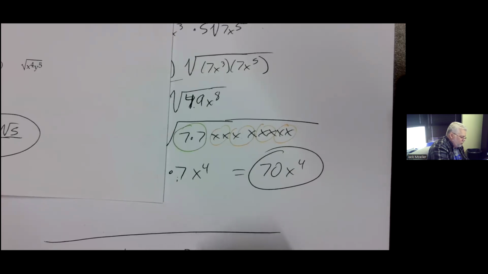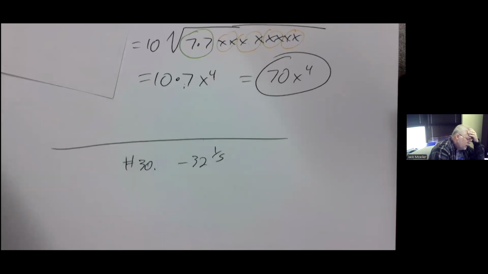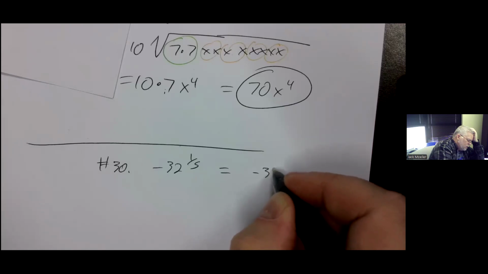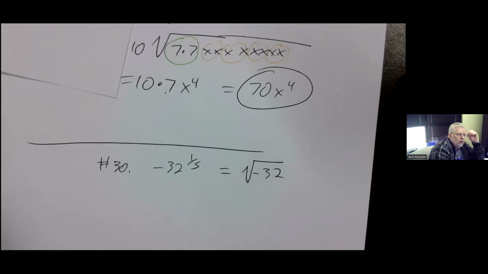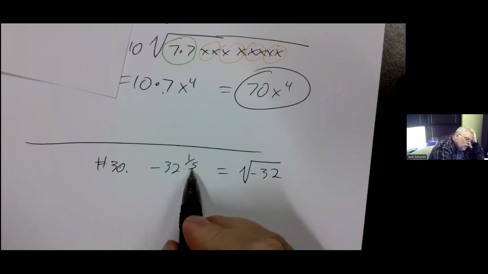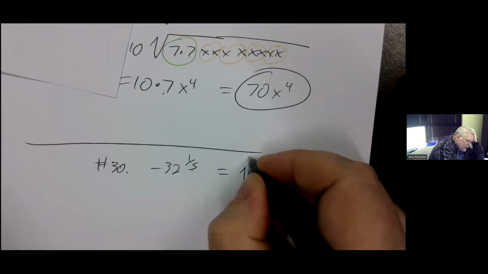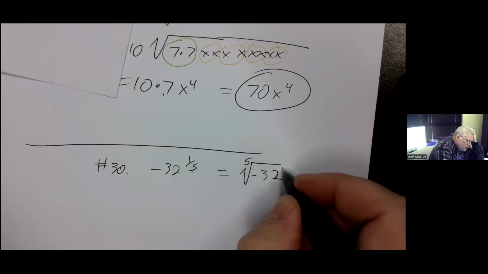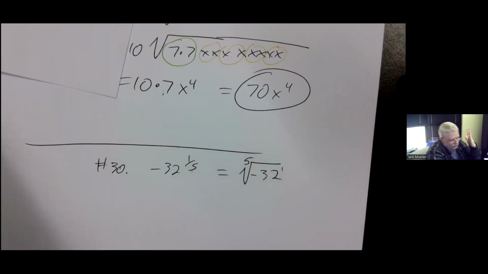We have negative 32 to the 1/5 power. So first of all, let's write this in radical form. Inside the radical is negative 32. So how does the 1/5 play in? Remember, the denominator is the index. So this is the 5th root of negative 32, basically to the 1st power.